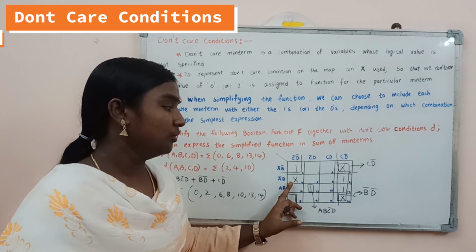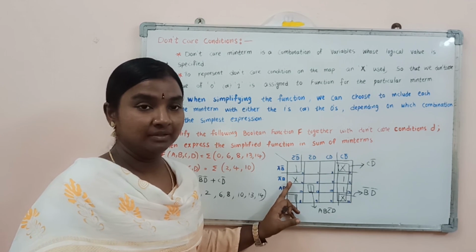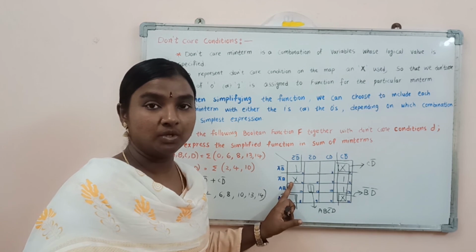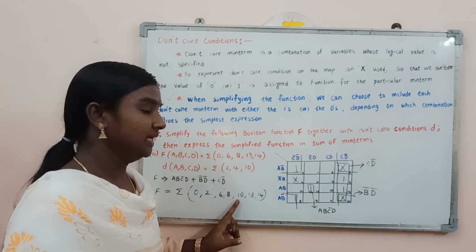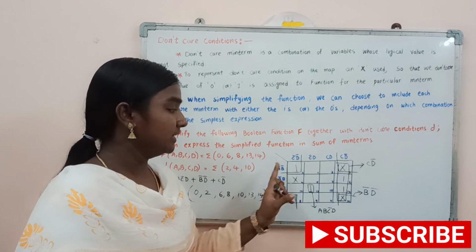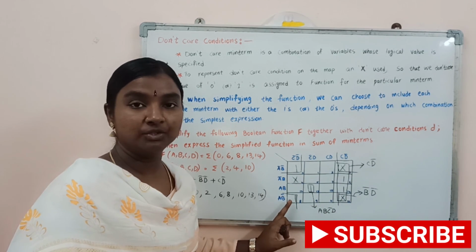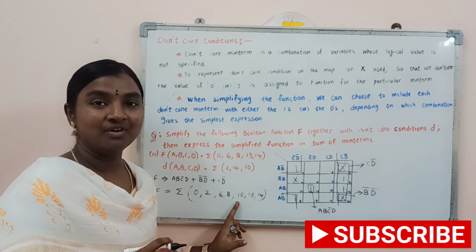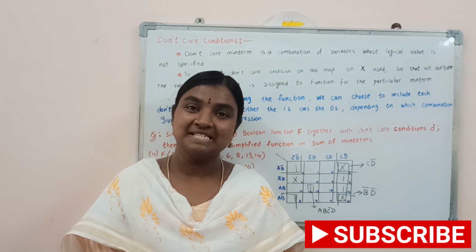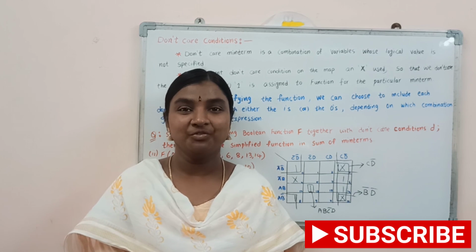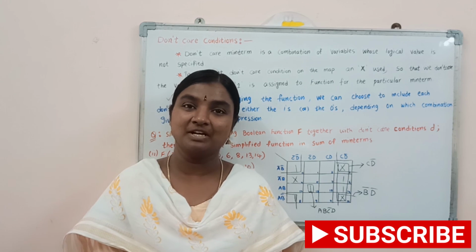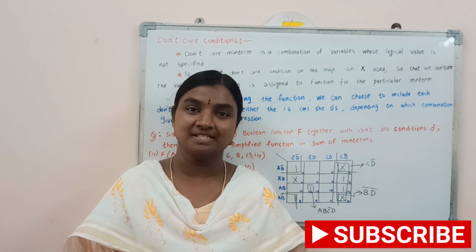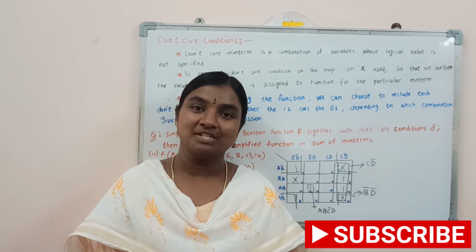And we left the don't care minterm M4. We left this minterm as zero only, so we don't need to write it in SOP form. Whatever minterms we considered along with groups only, those minterms we need to list in SOP form. So this is the procedure we need to follow to find the simplified Boolean function in the Karnaugh map along with don't care conditions. Thank you for watching this video.